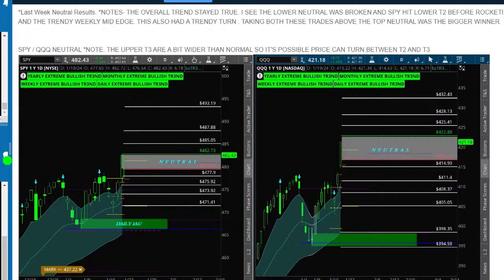Now, this is the new SPY and QQQ neutral strategy for this upcoming week. Same thing. Now, a couple things that I wanted to note this week. The upper T3, they're a bit wider than normal. So it's possible price can turn between T2 and T3, meaning target 2 and target 3.